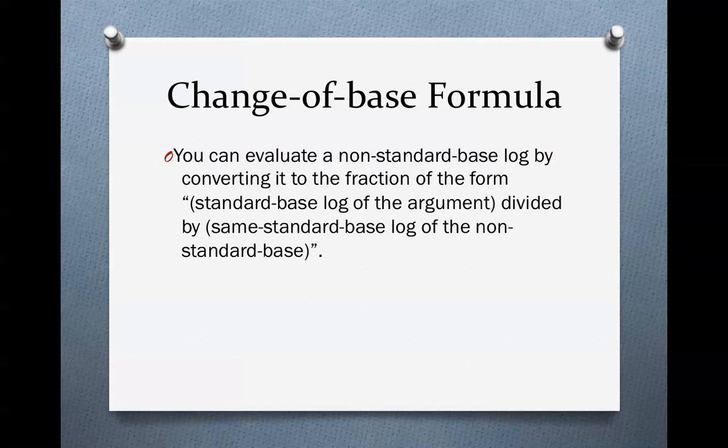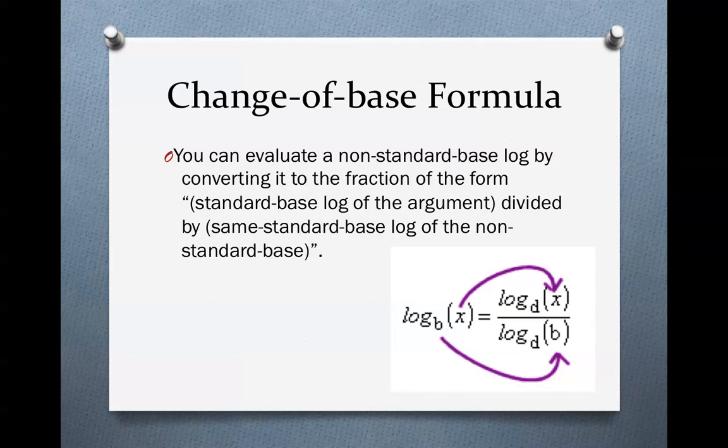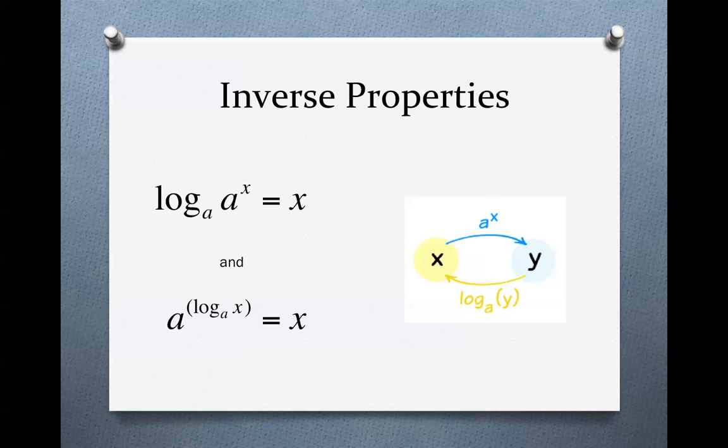You can evaluate a non-standard base log by converting it to the fraction of the form standard base log of an argument divided by the same standard base log of the non-standard base. So this is what I'm talking about. Log base b of x will equal log base d of x divided by log base d of b. You can change b to any d by doing this formula.